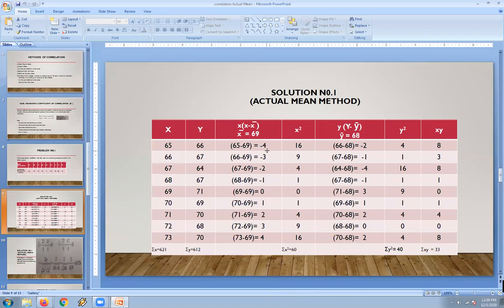Minus into minus becomes plus, 4 into 2 is 8. Minus 3 into minus 1 is 3. Minus 2 into minus 4 is 8. Minus 1 into minus 1 is 1. 0 into how much? Here it is 3, 0. Then 1 into 1 is 1. 2 into 4, here this is 2 and this is 2, 4. 3 into 0 is 0. 4 into 2 is 8. Total sigma xy is 36. So this is how to calculate the values which have to be substituted in the formula.